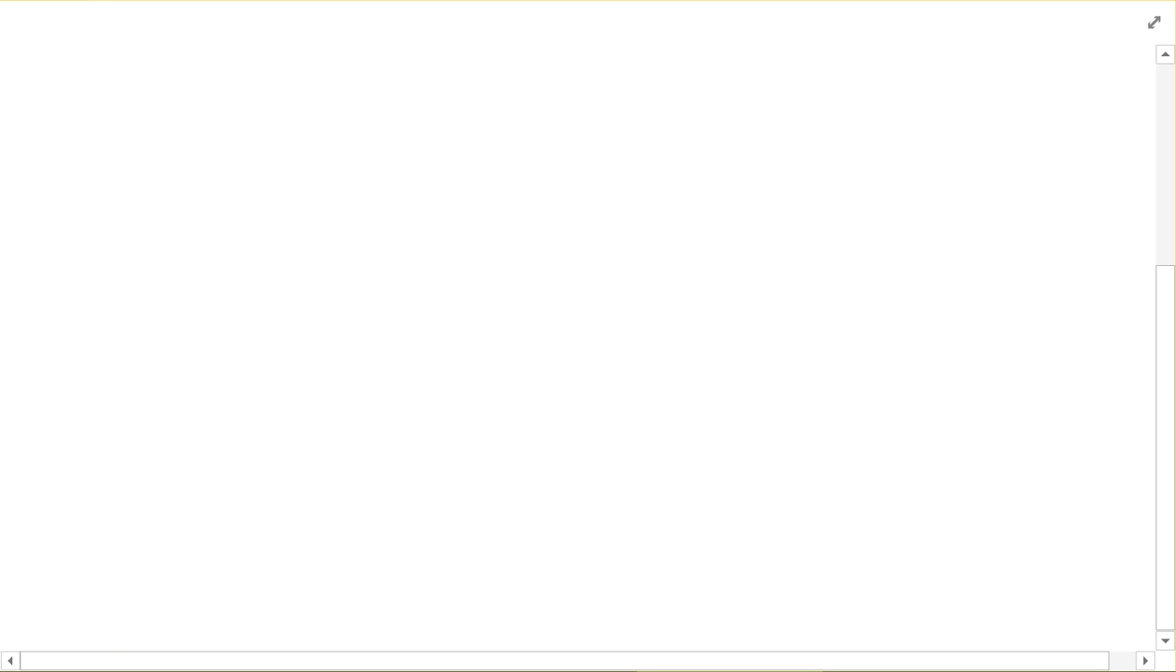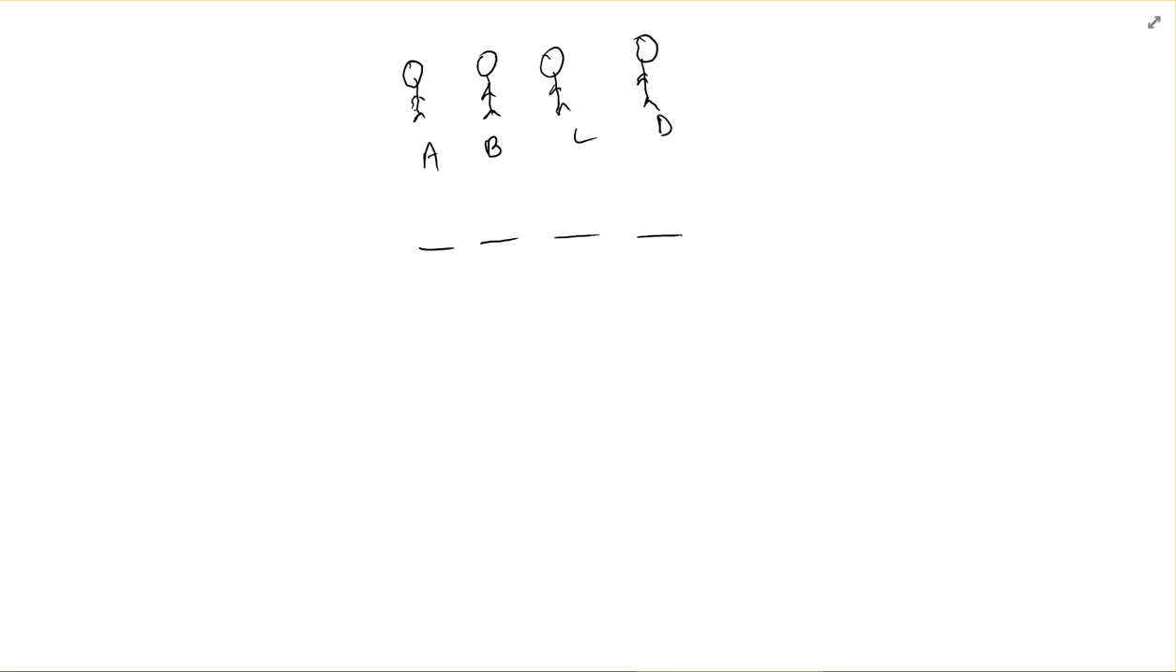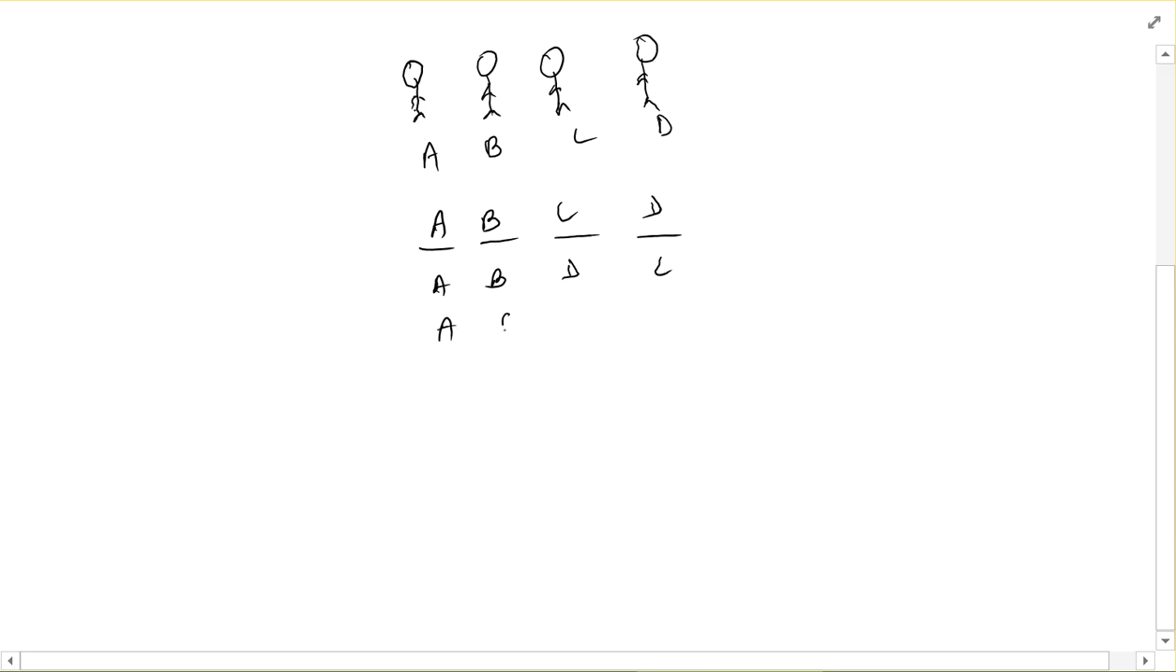In how many ways can 4 men A, B, C and D be arranged in a row? That is the question. So what we can do? A, B, C, D; A, B, D, C; A, C, B, D; A, C, D, B; A, D, B, C.